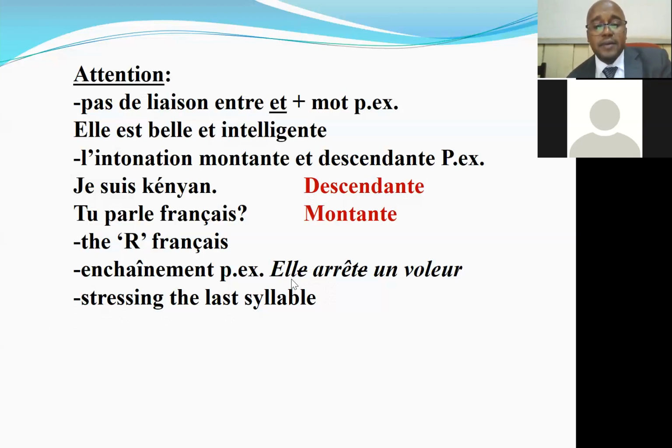For example, we have this example here. We have elle arrête un voleur. Now see, there's something I've done to the letter E at the end of elle. Listen to how I pronounce it. Elle arrête. Ella. So you realize the L, the E disappears in pronunciation. The L marries the A at the beginning of arrête. Donc, ella.